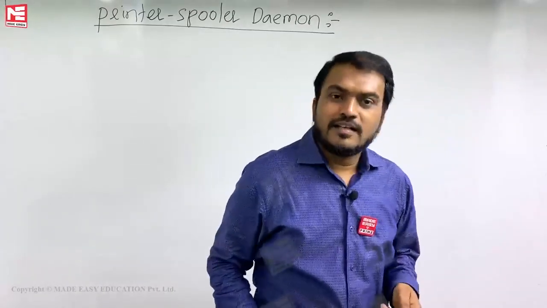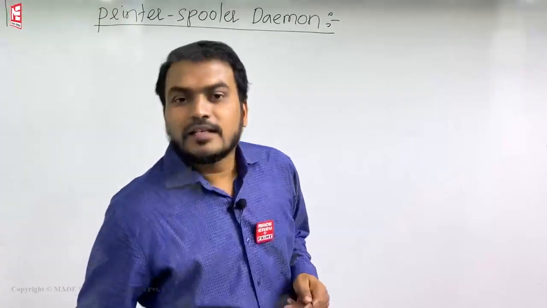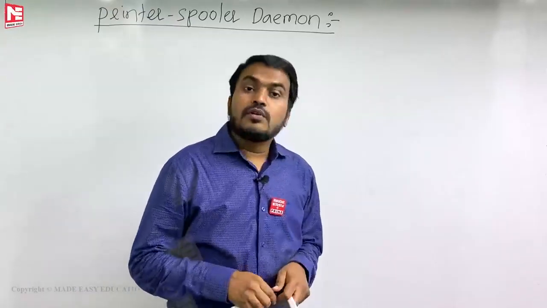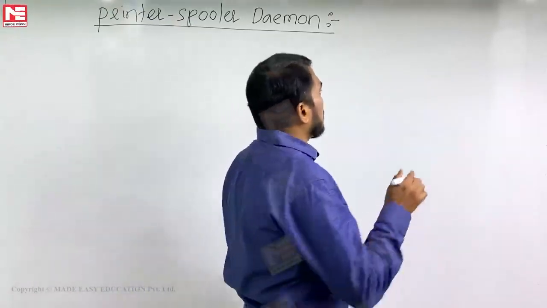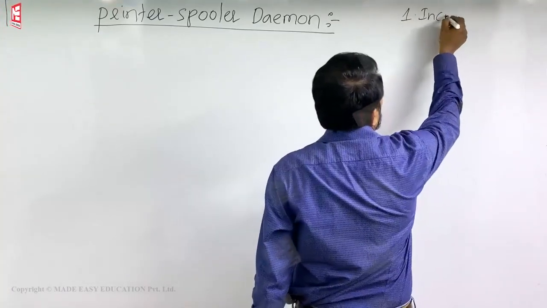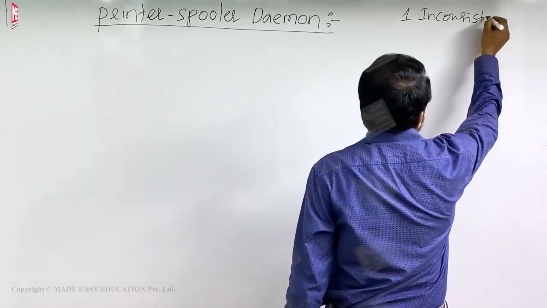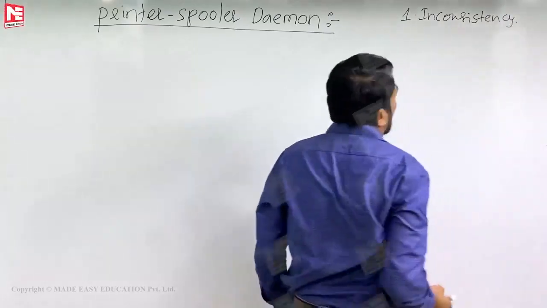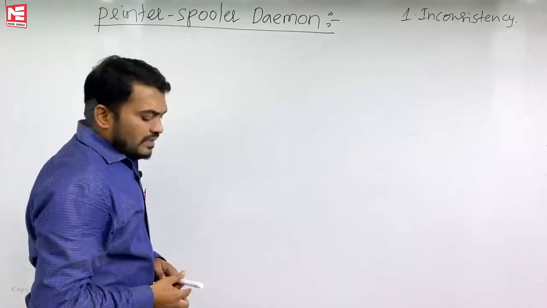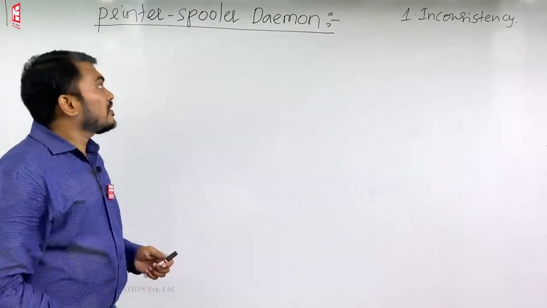Dear students, let's move on to the next thing. In the producer-consumer problem that we have discussed, what problem did we face? The inconsistency problem. I'm writing it once again: the problem we faced is inconsistency. Now, continuing, we'll move on to the next one.